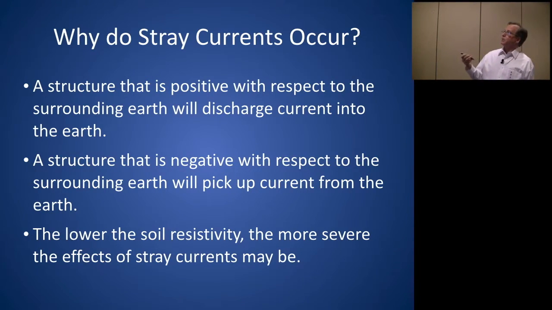A structure that's positive with respect to the surrounding earth is going to discharge current into the earth. It's positive with earth, like that magnesium anode. It's driving the current to the pipeline. A structure that's negative with respect to earth is going to pick up current. And soil resistivity, that's the resistance of the soil, and that's going to regulate how much current can flow through that circuit, because that's a resistor that current's got to flow through.